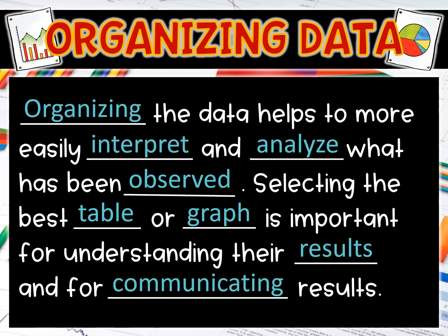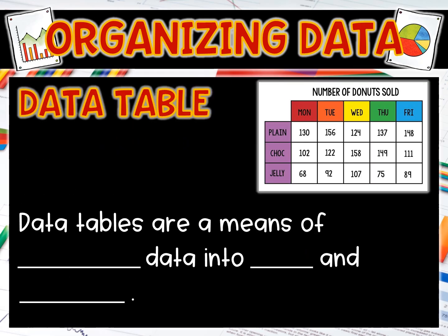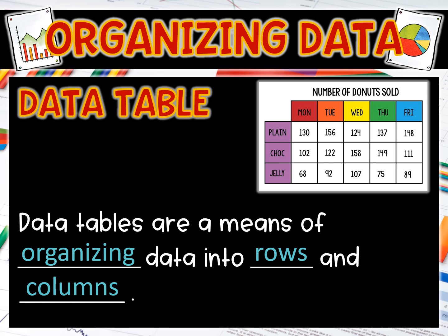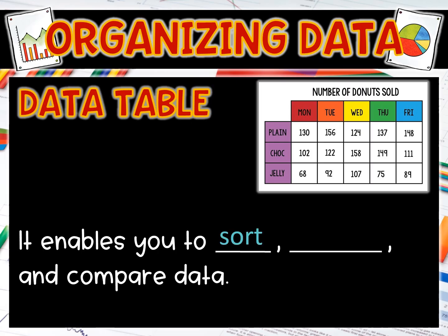So now we're going to talk about the different types of graphs you can use to present your data, and we'll use them for different things throughout this week. First one's a data table. Data tables are a means of organizing data into rows and columns. This is like if you've ever used Excel or made a table. That's a data table. And this enables you to sort, analyze, and compare data easily. If you look at this example, we're looking at numbers of donuts sold, the types that were sold, and what was sold every day of the week.